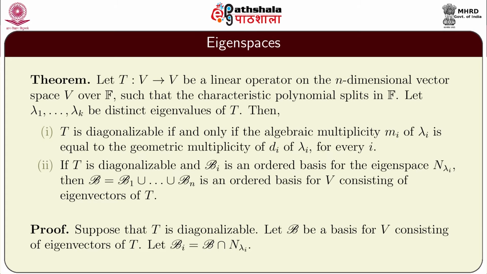And secondly, if T is diagonalizable and if Bi is an ordered basis for the eigenspace E lambda i, then B, which is the union of B1, B2 and so on up to Bk, is an ordered basis for V consisting of eigenvectors of T.